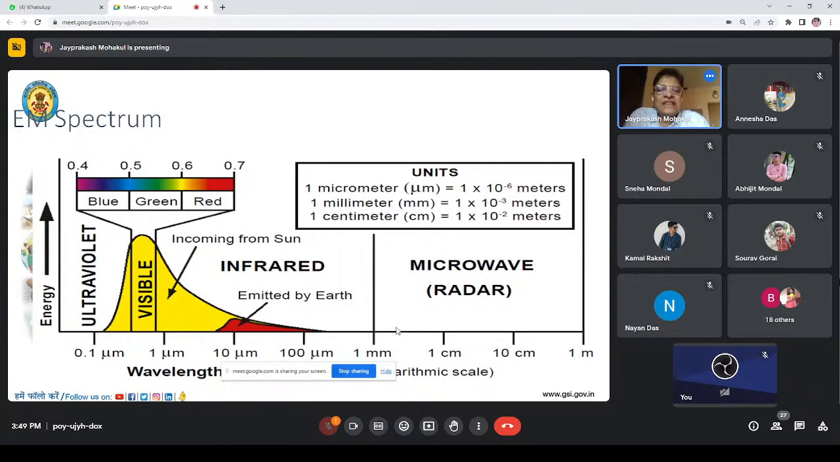So in this spectrum, as we discussed, you have the ultraviolet, and beyond that you have the gamma and X-rays. Remote sensing is not done in those ranges. So you have the visible range, 0.4 to 0.5, 0.5 to 0.6, and 0.6 to 0.7.